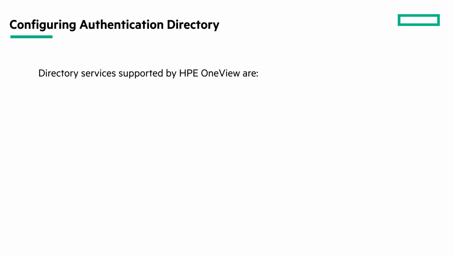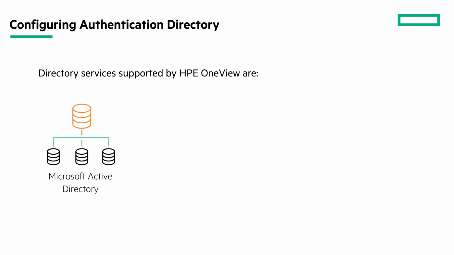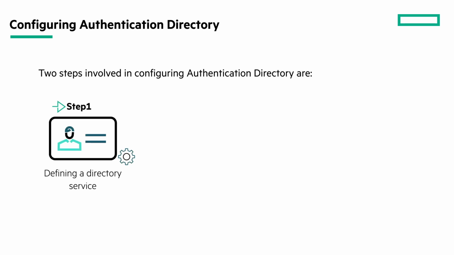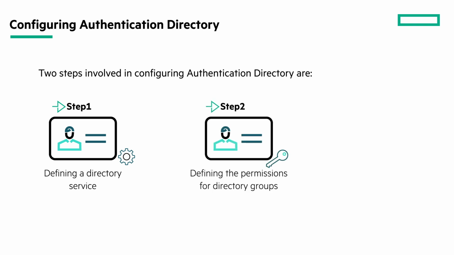HPE OneView supports two types of directory services: Microsoft Active Directory and OpenLDAP directory services. There are two steps involved in configuring the authentication directory. In step 1, you define the directory service. Here, you configure HPE OneView to use an external enterprise directory service for user authentication. In step 2, you assign permissions to the directory users using their group membership in the directory. Use the user and group screen to define the permissions for directory groups.